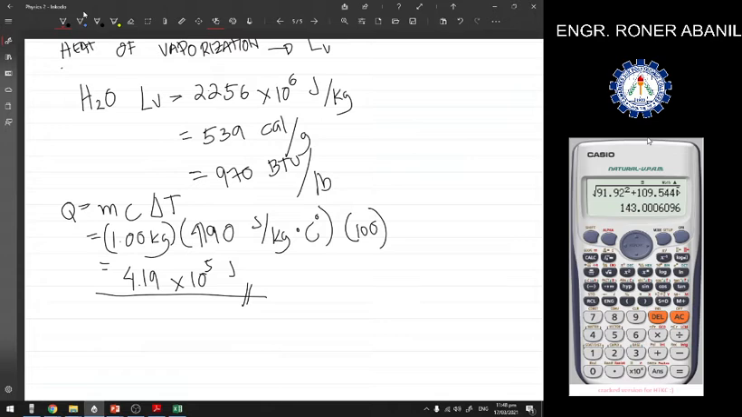Almost 1/5. This agrees with everyday kitchen experience. So, a pot of water may reach boiling temperature in a few minutes, but it takes a longer time to completely evaporate all the water. So, mapapansin natin to kapag nag-iinit tayo ng tubig, no? So, mas madaling makapagpakulo kaysa makapag-evaporate tayo ng water.